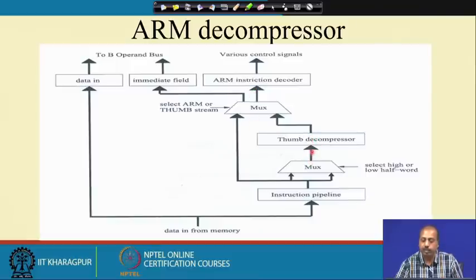The thumb instruction that we have here is converted into a 32 bit ARM instruction, and that goes to this multiplexer, and ultimately the 32 bit is coming as output. Out of the 32 bits, some portion is the opcode, which will go to the instruction decoder, and some portion may be the immediate data, the immediate field. That immediate field will go to the B bus finally. If the immediate part is there, it will get that value. If the immediate part is not there, then of course the instruction decoder will generate various control signals for doing the operations.